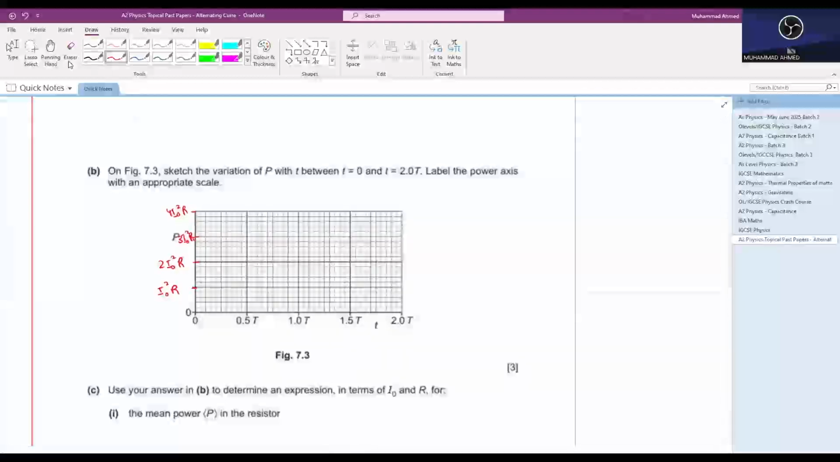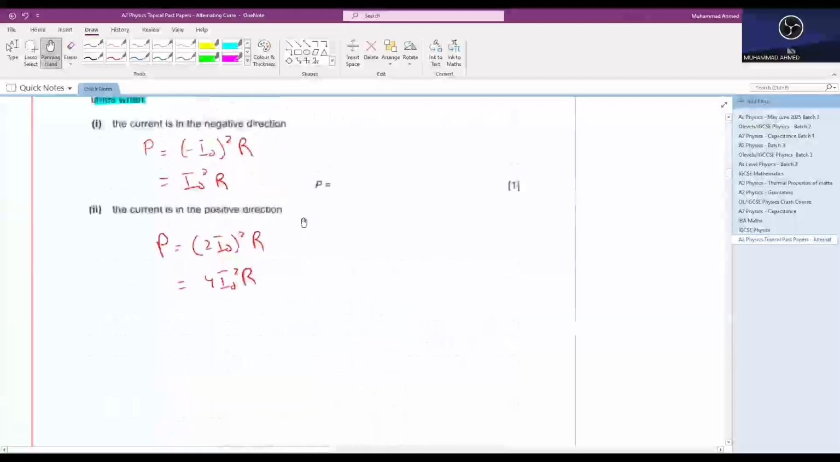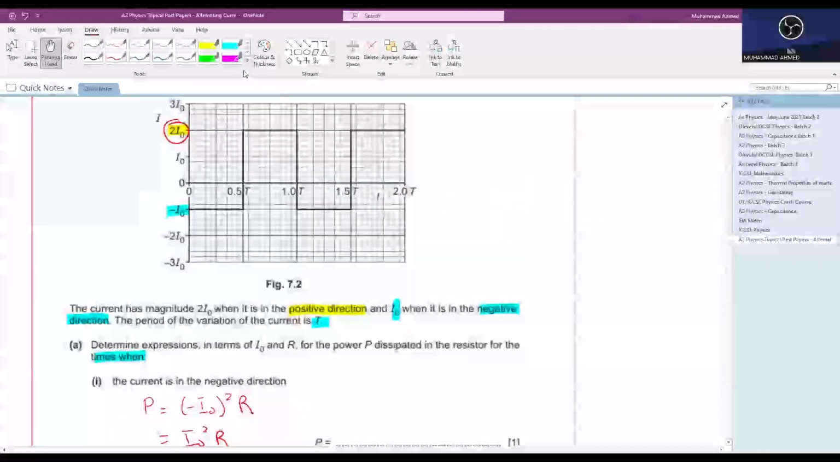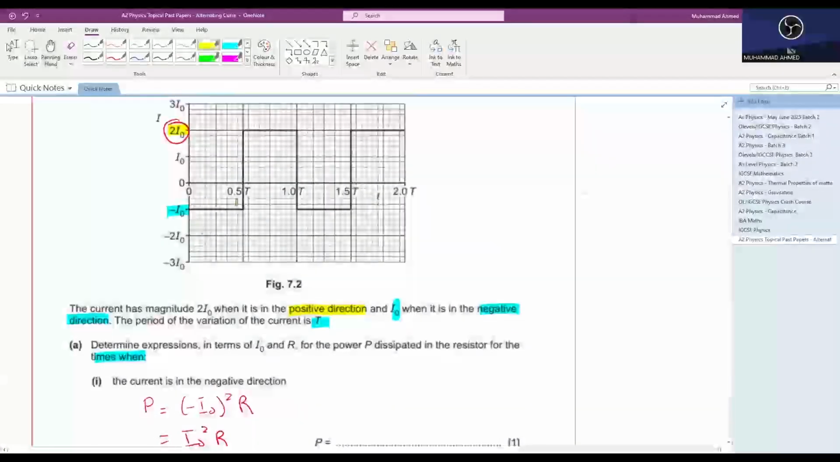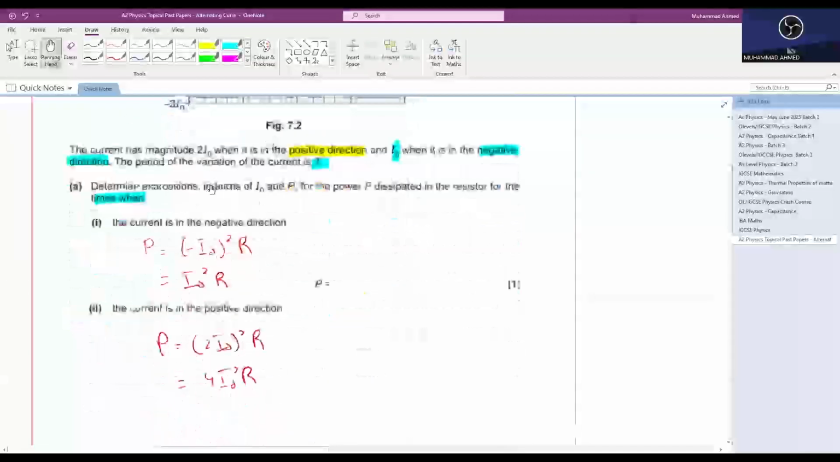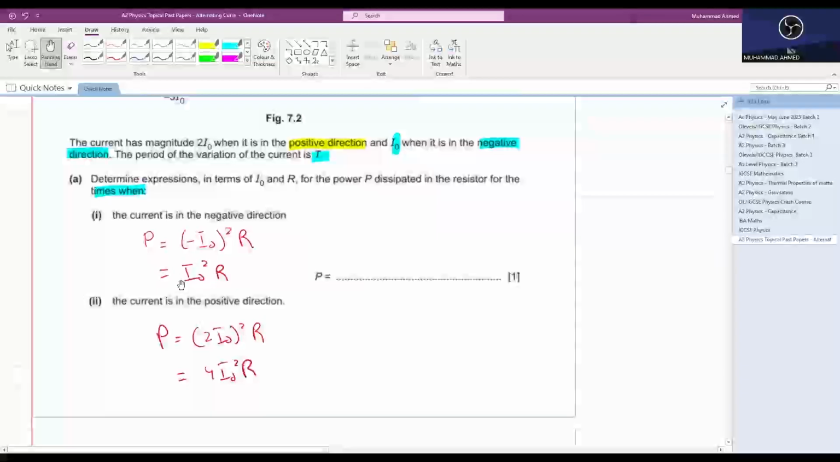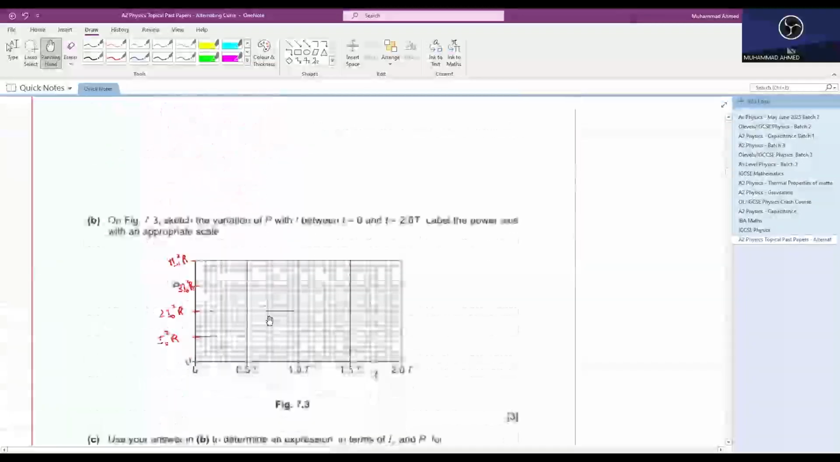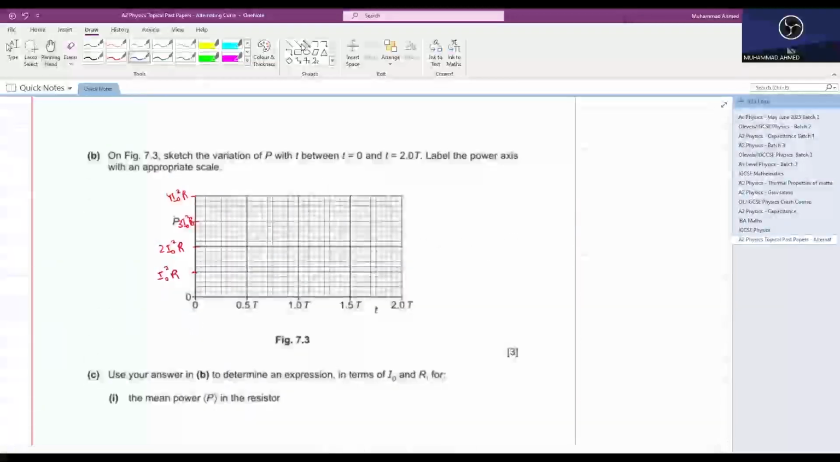Now, if you closely see here, for the first 0 to 0.5T, your current is in the negative direction. If your current is in the negative direction, your power is I naught squared R. So your line will look something like this. Oh, why have I drawn an arrow?